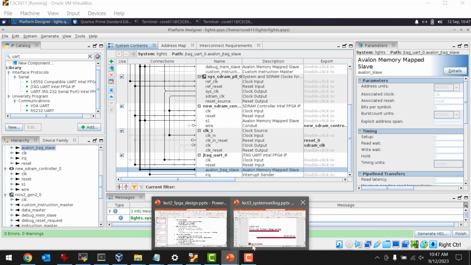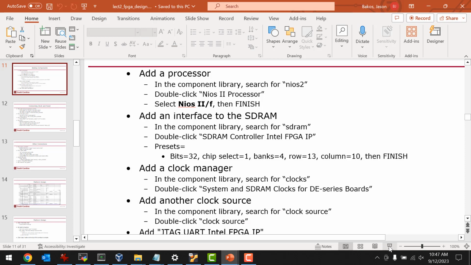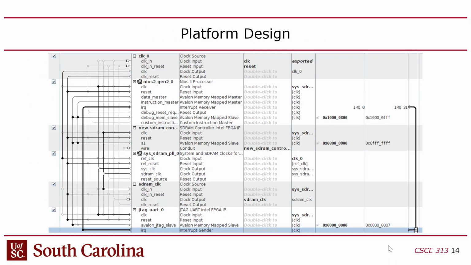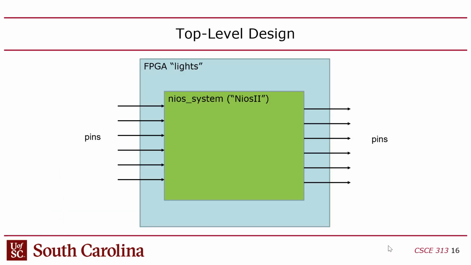Okay, so let's get back to lecture here. We added all our stuff, and then you create the lights outer shell wrapper, which I provide to you. In Xilinx, they generate this automatically, but this is another thing Xilinx can do that Altera, Intel can't. In Intel, you have to manually write that wrapper, so we just give it to you.